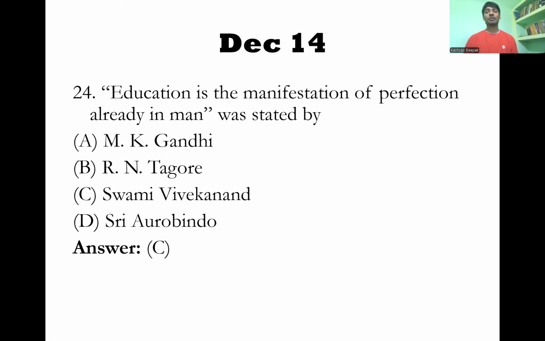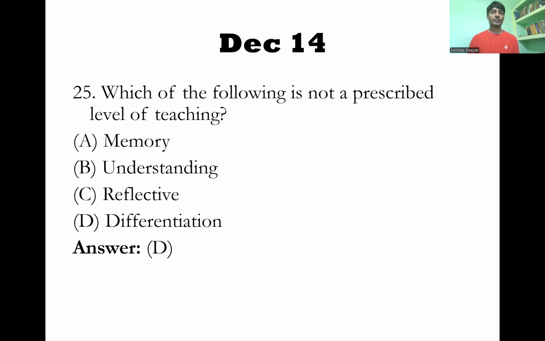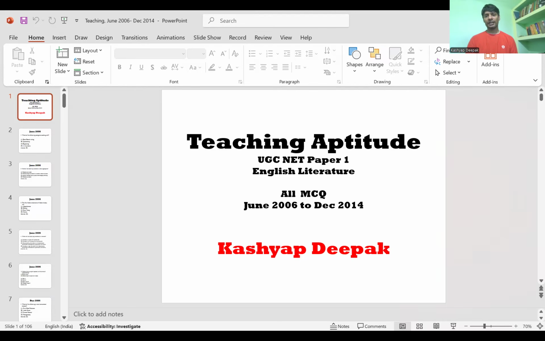Education is the manifestation of perfection already in man, was stated by. It is a quotation. If you know, you know. If you do not, don't know. Mahatma Gandhi, Rabindranath Tagore, Swami Vivekananda, and Sri Aurobindo. Answer is C. Which one of the following is not prescribed in the level of teaching? Memory, understanding, reflective, differentiation. And differentiation is never prescribed.